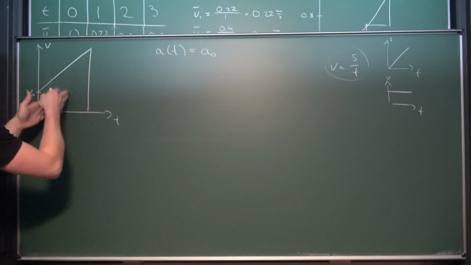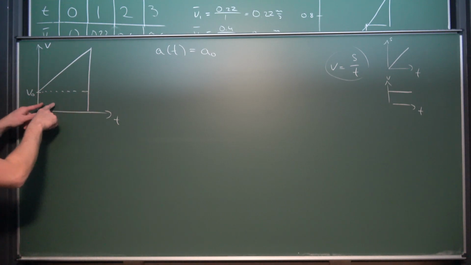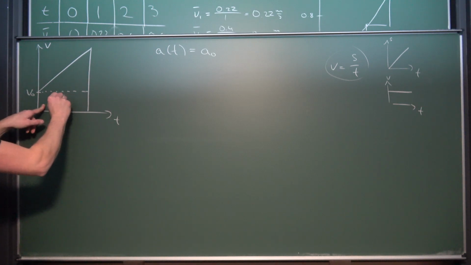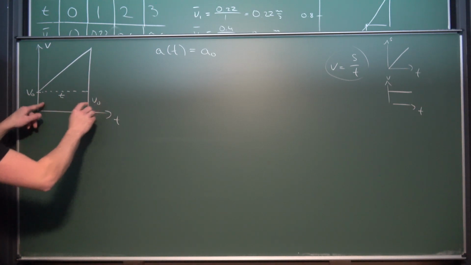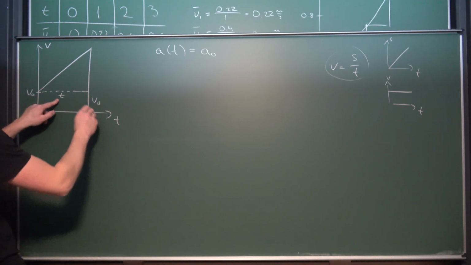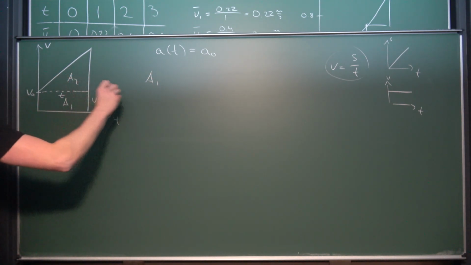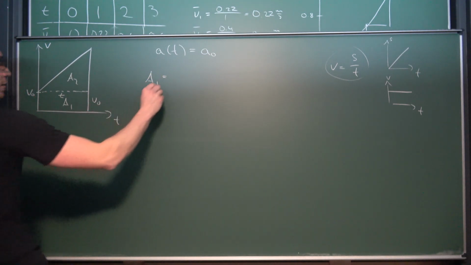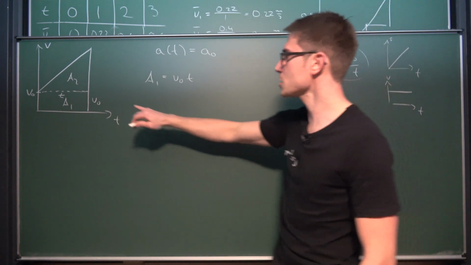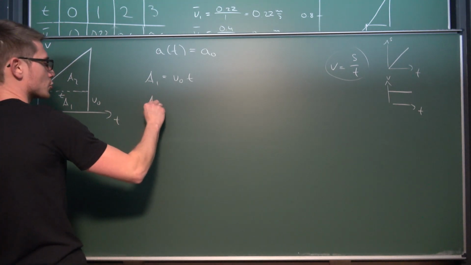Now we are going to split this area up into two parts. We have a rectangle down here with a time interval t, and the height v naught, obviously, because this right here is our y-intercept. So the area of this rectangle, area 1, is v naught times t. Good. Now we also need area 2, and area 2 is going to be a right triangle.